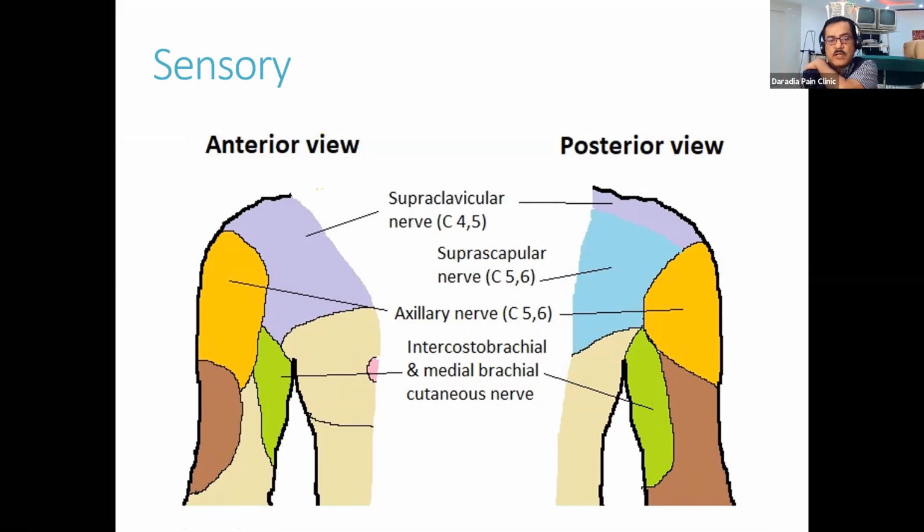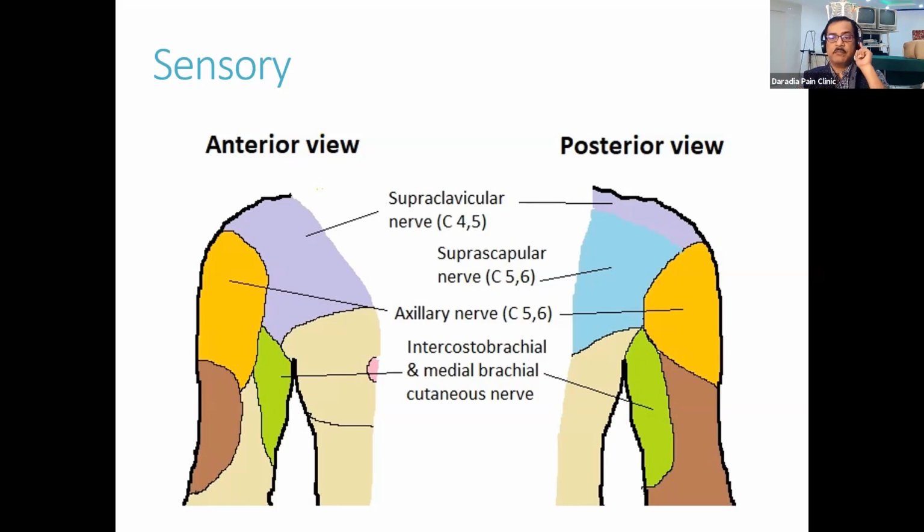The posterior part is by the suprascapular nerve, and the lateral part is by the axillary nerve. So three important nerves around the shoulder. Again, let us repeat: anteriorly, and all root value is 5, 6 except suprascapular. Suprascapular is mostly the top and the anterior, and that root value is 4, 5. And the posterior part is by suprascapular, that is by 5, 6, and lateral by axillary, again by 5, 6.